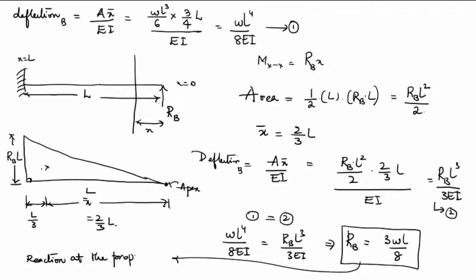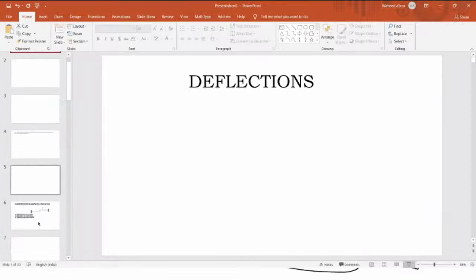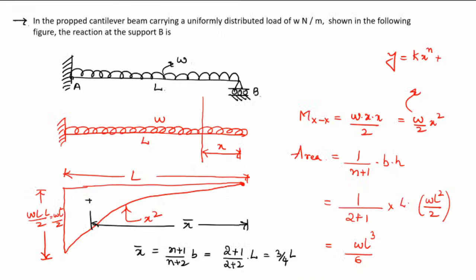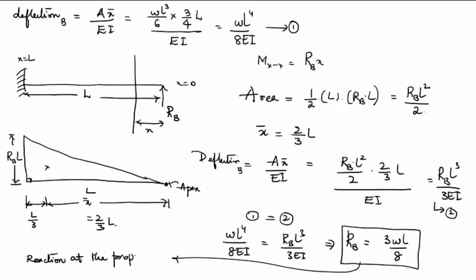Sir, how to draw the bending moment diagram for the propped cantilever? Okay, you want me to draw? Just a minute, I will discuss that also. For the propped cantilever, okay, fine. This is the propped cantilever given to you. This is the reaction, and you have estimated the value of the reaction also. This is A, this is B.